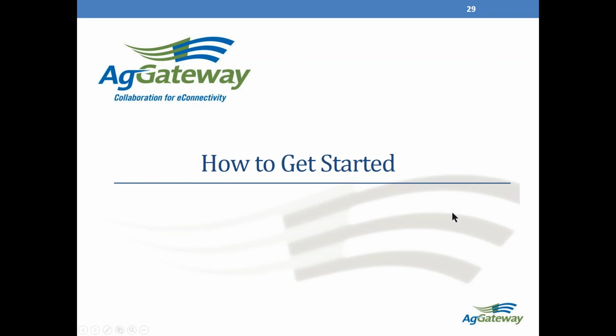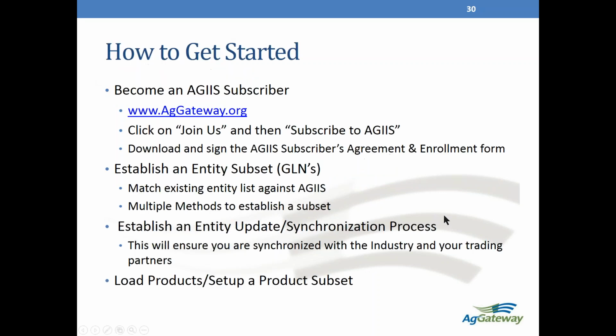Okay, great. So how to get started? Well, first of all, if you are not an AGIIS subscriber and you're on the call today, this would be the right place to go. You can go to the AgGateway website. We have a join us and then subscribe to AGIIS. As I had mentioned earlier, there is an AGIIS subscriber agreement and an enrollment form. The enrollment form gives us a little bit more information about what you're looking for. Are you looking to add entities? How many entities do you approximately want to add? How many products do you want to add? So it gives us some of that basic information.